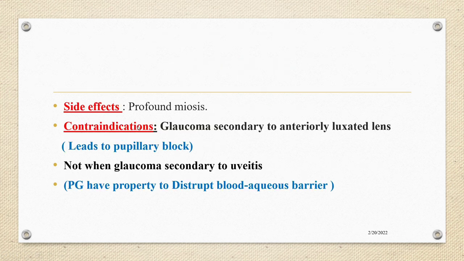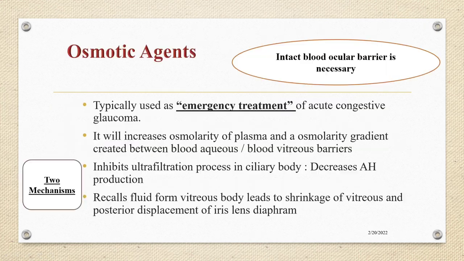Whenever there is uveitis-associated glaucoma, you should not use this prostaglandin, just like we discussed in the case of cholinergic agonists. So contraindications include if the glaucoma is secondary to an anteriorly luxated lens or secondary to uveitis, we should not use these prostaglandins.